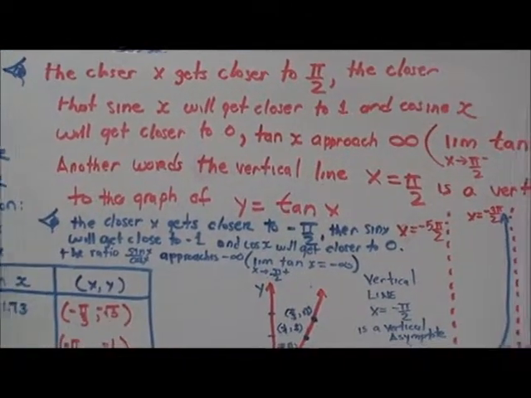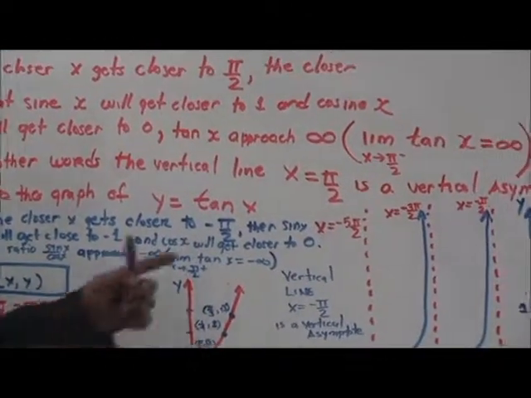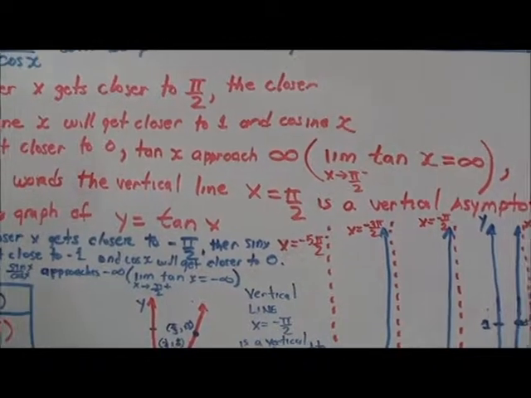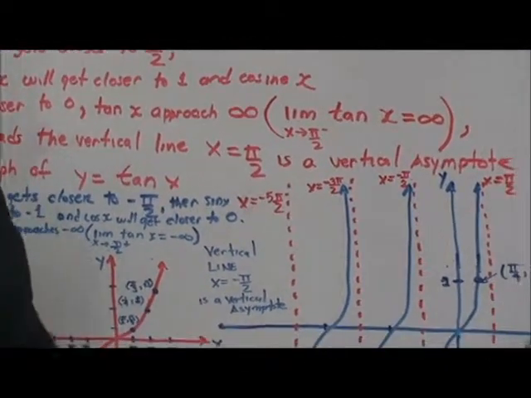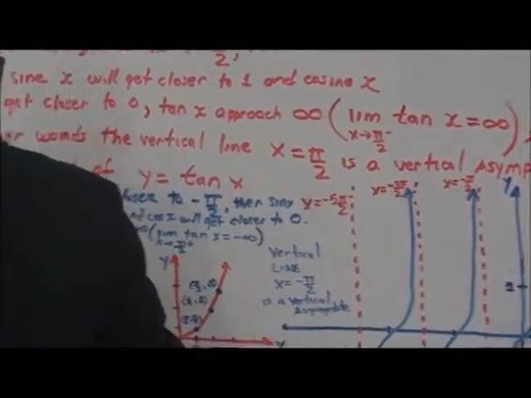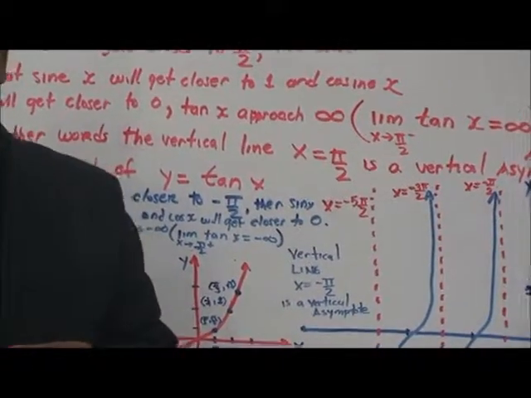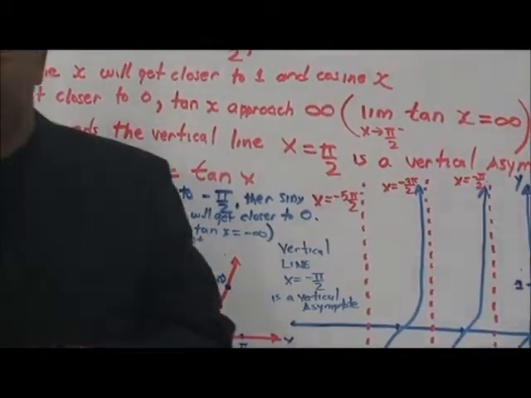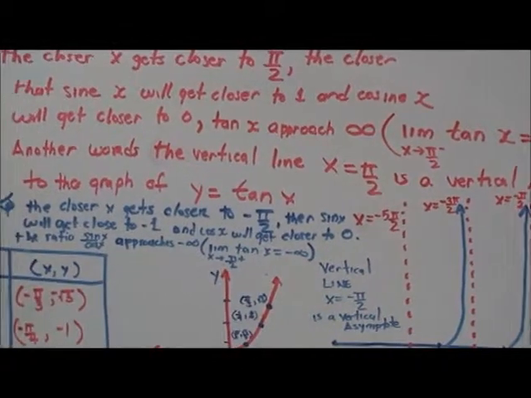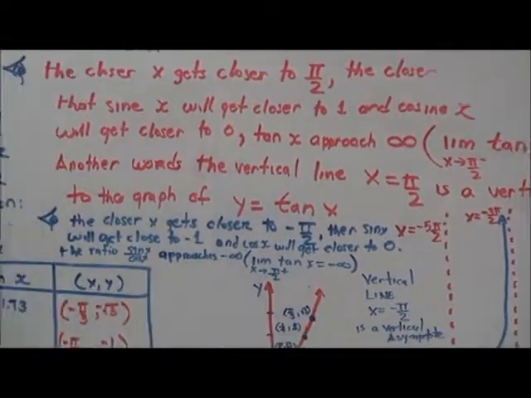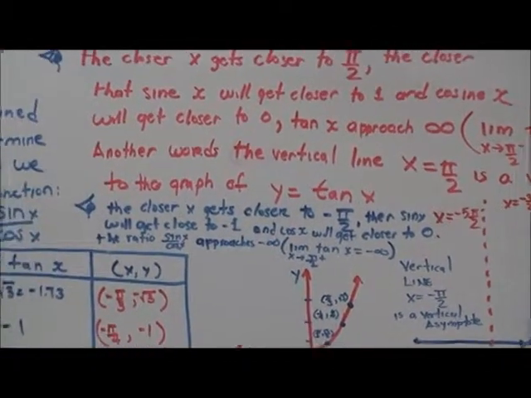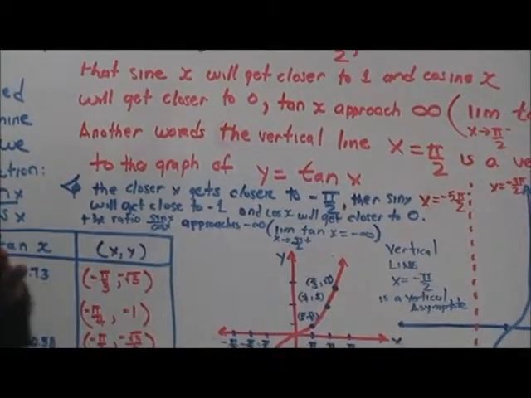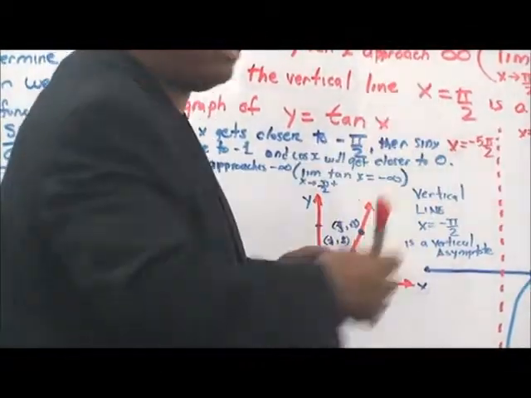So in other words, the vertical line x is equal to pi over 2 is a vertical asymptote. Y'all remember asymptotes from your old college algebra and algebra 2 courses? You remember that? Asymptotes, right? So to the graph of y is equal to tan x, we will see how those asymptotes are arranged.